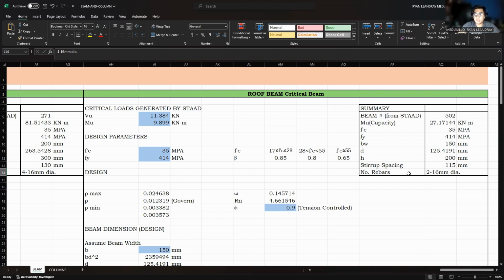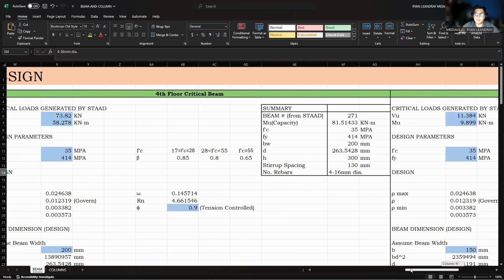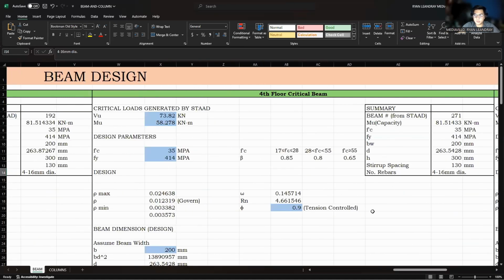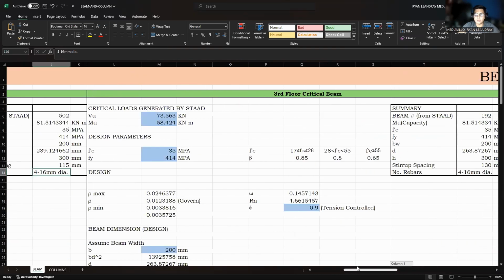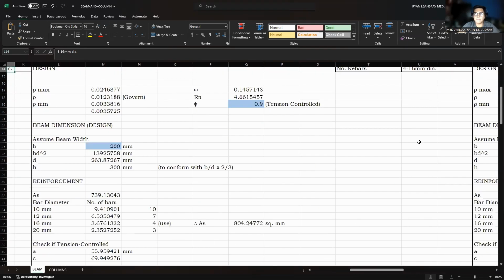And as for the rebars, this shows that it will have two 16 mm diameter bars for uniformity and also for it to be conservative. And also for the third and fourth. So that's all for the beam. Thank you.